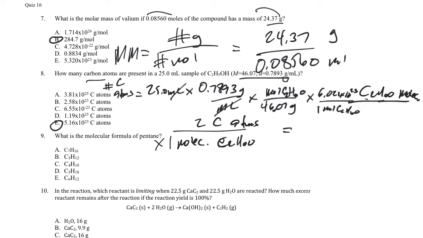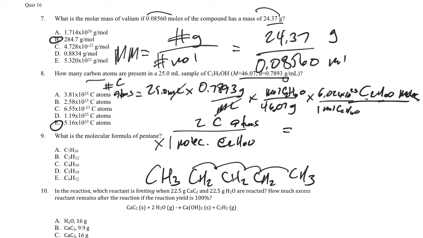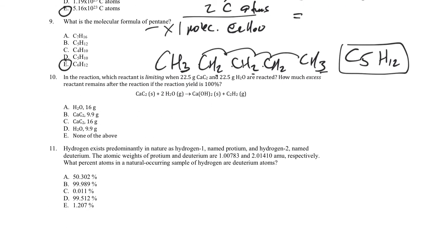So answer E. Pentane is CH3. I think we know that there's going to be 5 carbons. The key is to have 4 bonds to each. We go CH3, then CH2, CH2, CH2, then CH3. So we have 1, 2, 3, 4, 5 carbons, C5. That's where we get the penta from. And then 3 plus 3 on the ends and 2's on the middle works out to be equal to 12. So C5H12 is pentane. Reaction below gives us 2 quantities of the calcium carbide and water, or CaC2 and water.